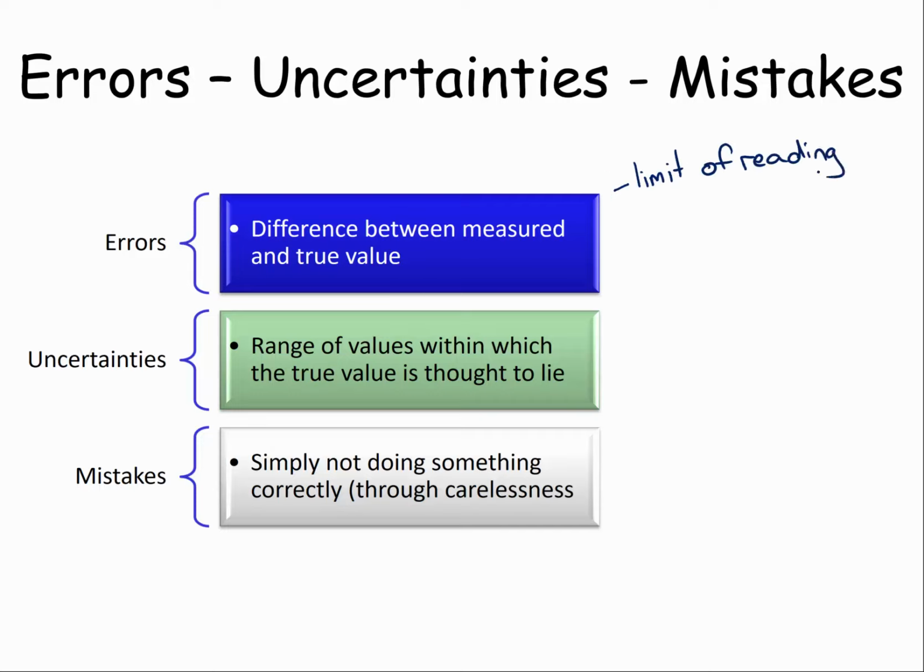It can also be due to how the reading is taken. So, for example, the angle at which a person views the ruler. And it can also be caused by a calibration of the measuring instrument. So, for example, a measuring tape that's been used a lot and it's been stretched over time, and now the millimetre markings are no longer a millimetre apart.